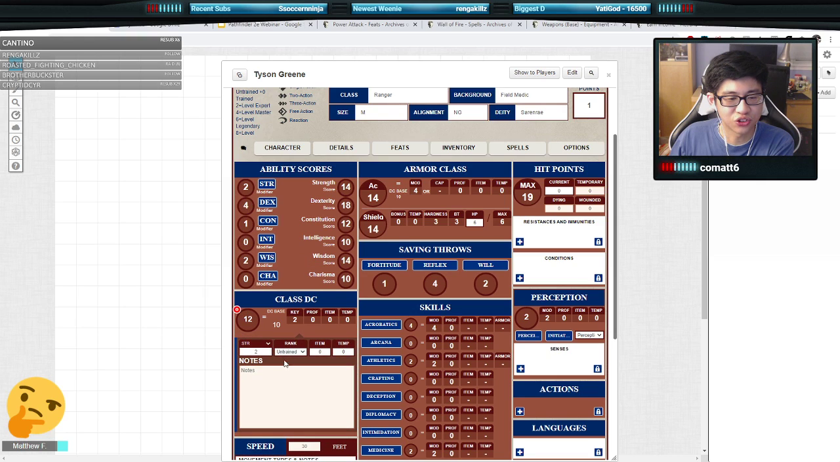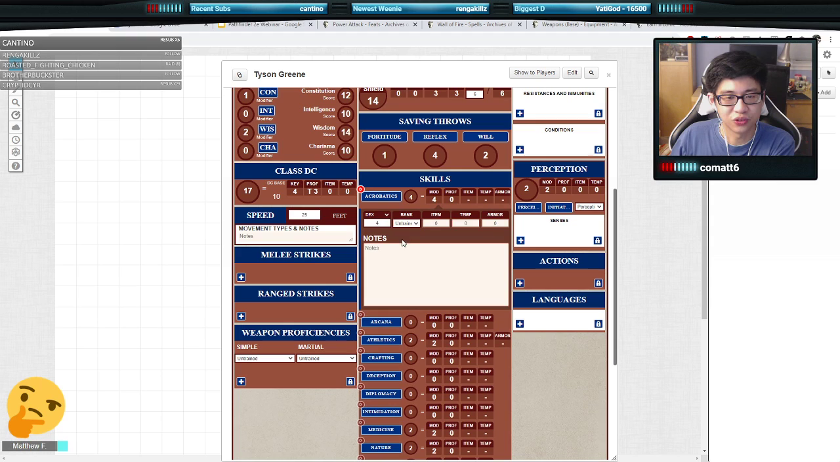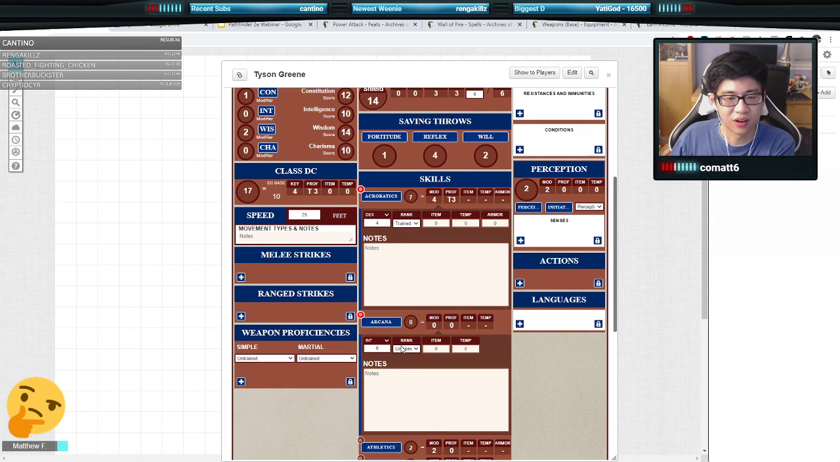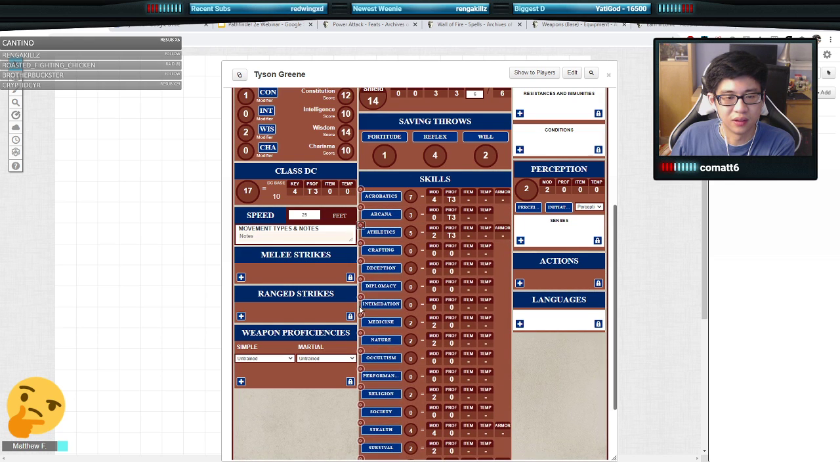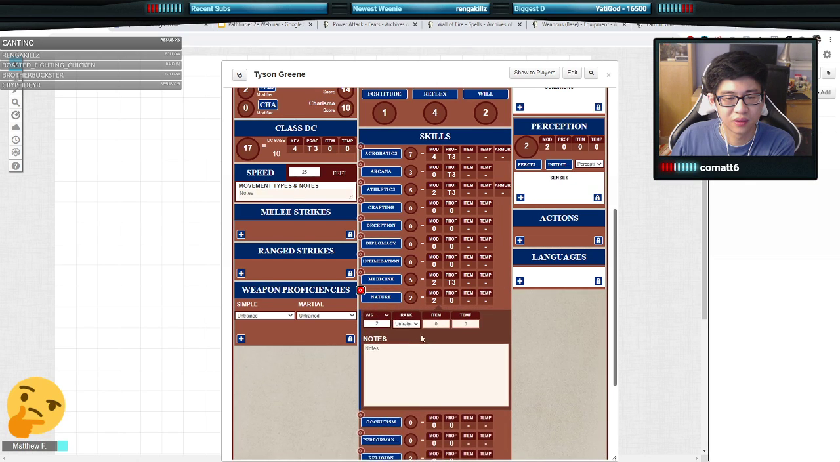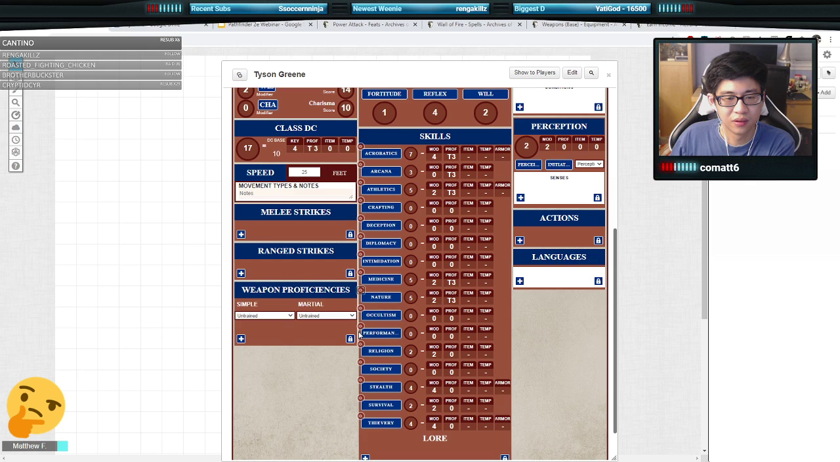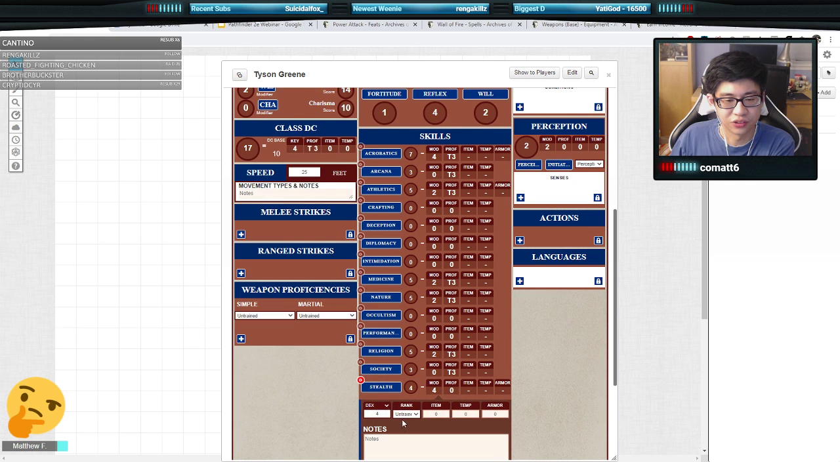Class DC is either strength or dex, so it's going to be dex, and you are trained in it as a ranger. Speed is 25, and then you're going to affect all of your training. So trained in acrobatics, arcana, athletics. Close these. What else is he trained in? Medicine, nature, religion, society, stealth, and survival.